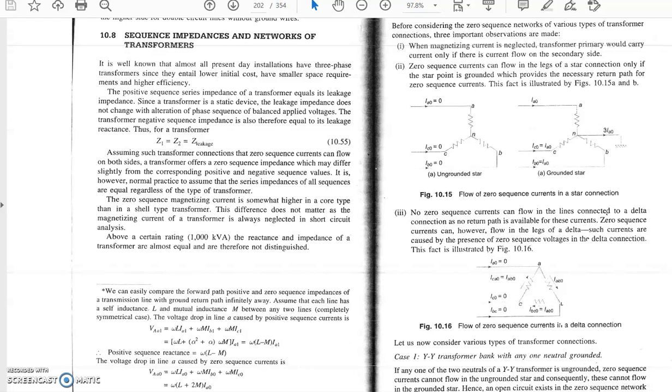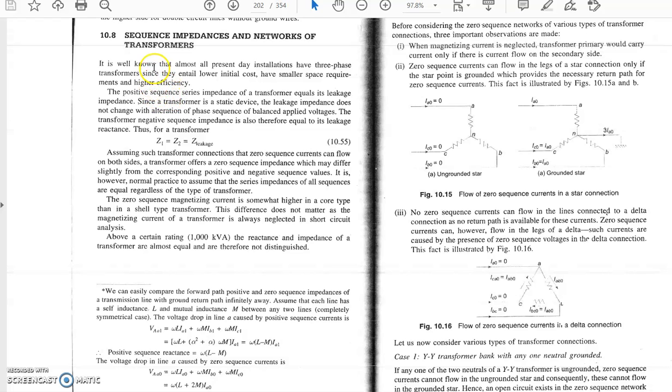Dear students, this lecture is on the sequence impedance network of the transformer. In the previous lecture, we have already discussed the sequence impedance of the transmission line and the synchronous machine.